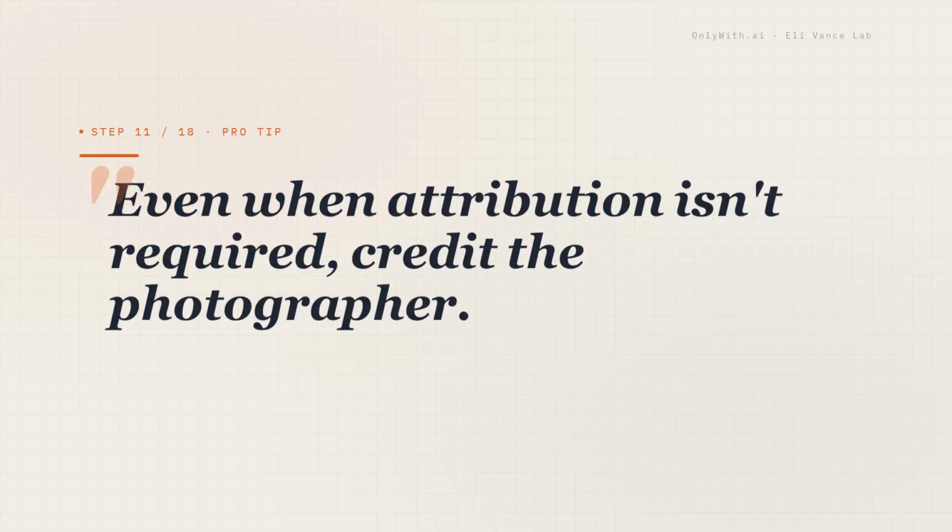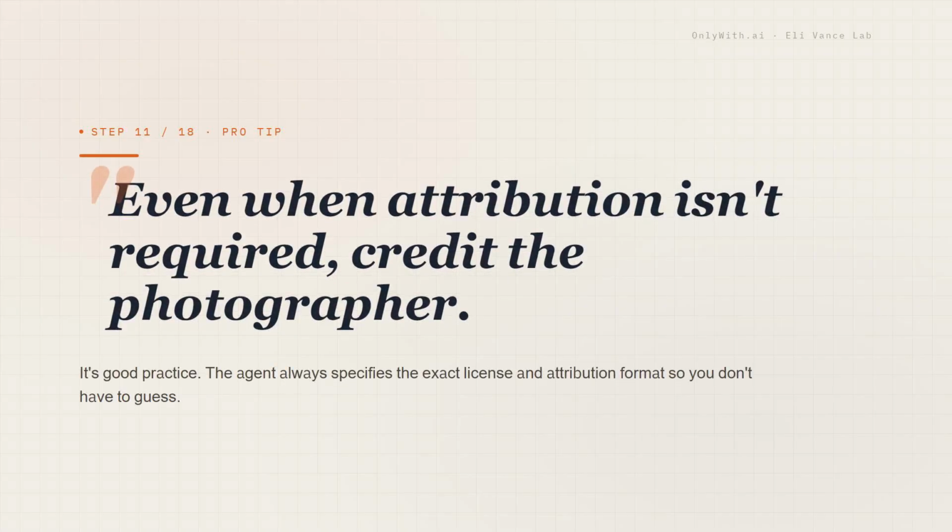One pro tip on licensing: even when attribution isn't strictly required, like on Unsplash, it's good practice to credit the photographer. The agent always specifies the exact license in the right attribution format. Saves you from accidentally being a jerk.